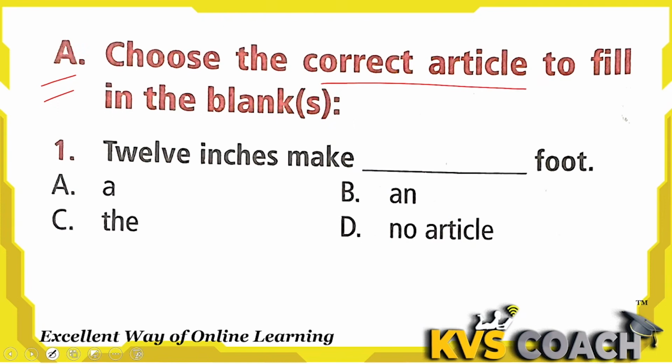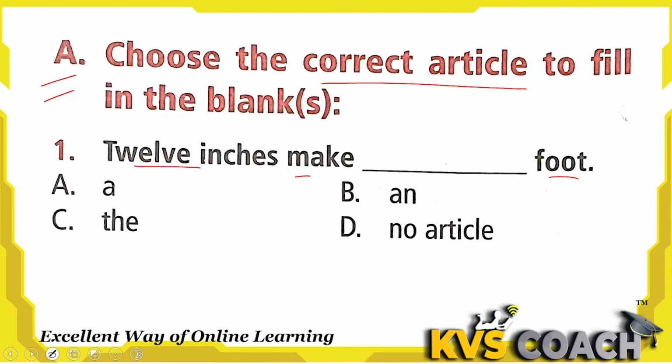First question is, choose the correct article to fill in the blank. 12 inches make dash foot. Here the sentence is basically introducing the foot. That is, 12 inches make a foot. Because this is an introductory sentence, it means the listener doesn't know about that. It means this is a common thing.